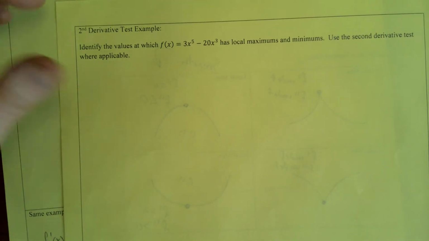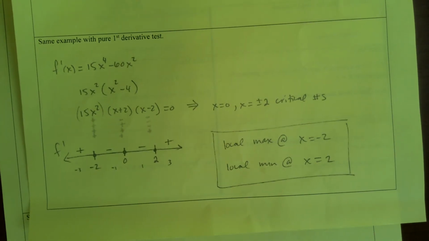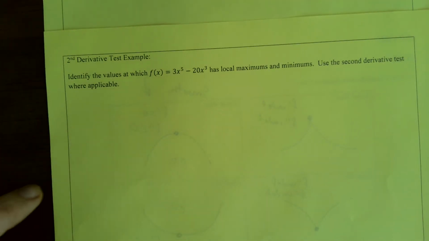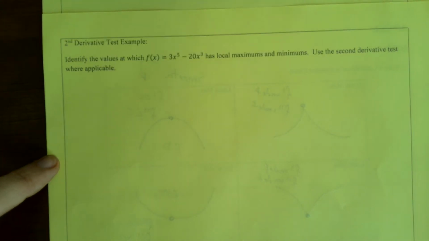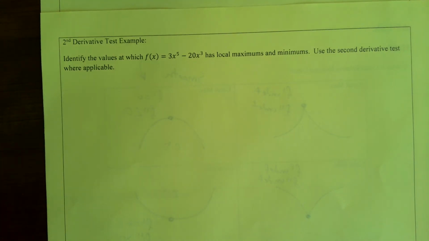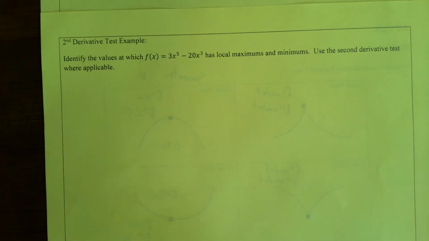Okay, so we're going to do a second derivative test example. And then below it, I showed the same example, but with the first derivative test purely, so you could see the difference. Okay, so identify the values at which this function has local maximums and minimums. Use the second derivative test where applicable. In your practice, there's 3 examples, and it asks you to use the second derivative test where applicable. Because remember, you can't always use it.